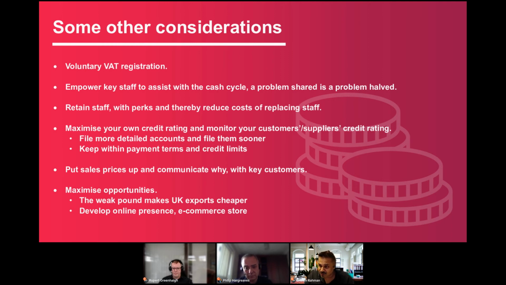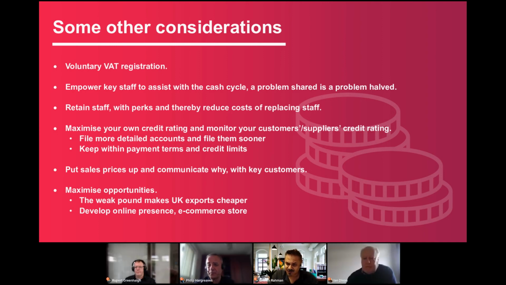And I'm hoping I'm wrapping up here. I think sales prices, it's an obvious one: push your sales prices up. We looked at costs, but at the end of the day, the key bit here is the bottom line, the profit. So look at pushing your prices up, but make sure you communicate. Weak pound at the moment, exports are cheap. Try and capitalize on that.